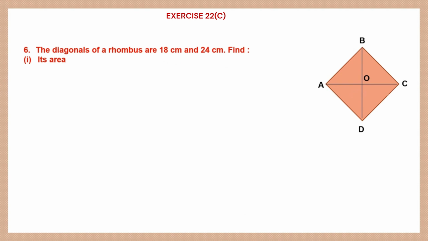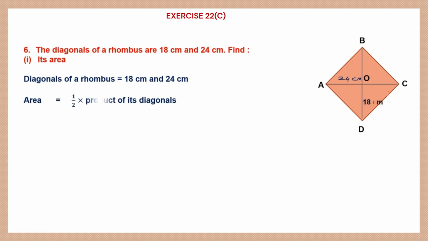We can take any one. Now we can make this as 18 and this as 24 centimeters. Now we have to find its area. So this is simple. We just have to apply the formula. Diagonals of the rhombus are given and the area is half into product of its diagonals. So that means 1 by 2 into product of its diagonals, means you multiply, 18 centimeters into 24 centimeters.